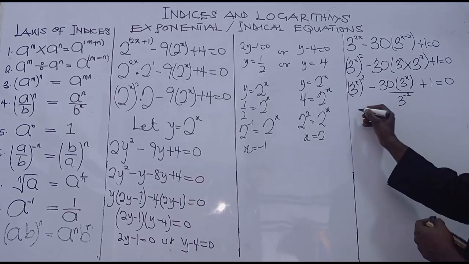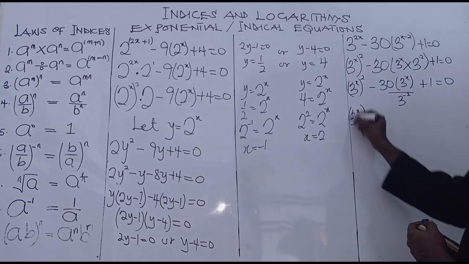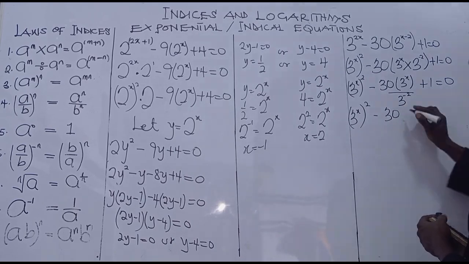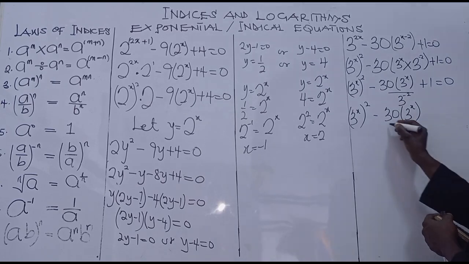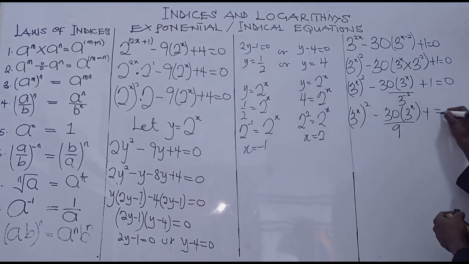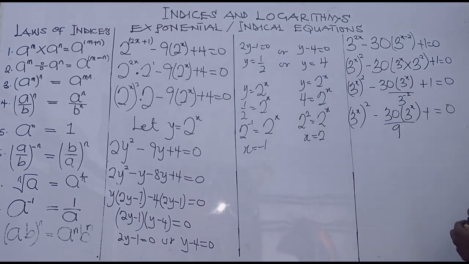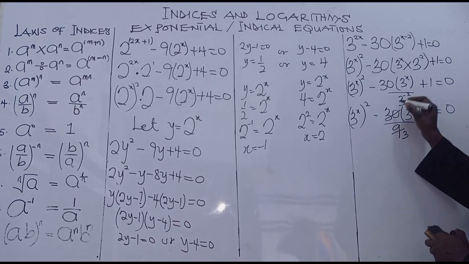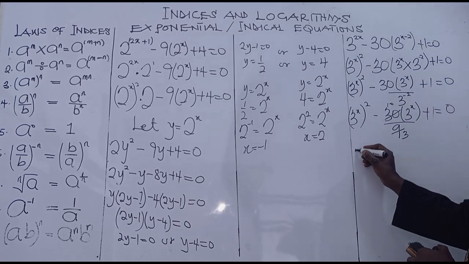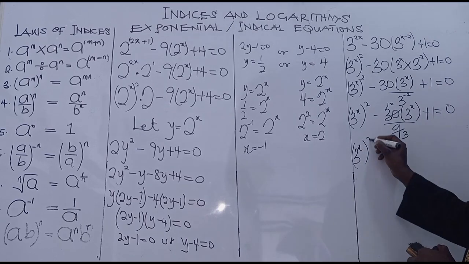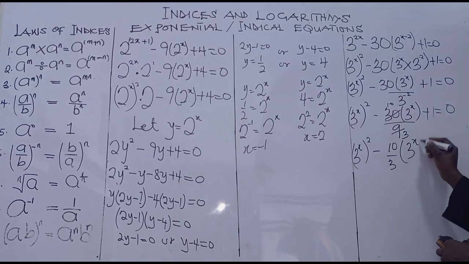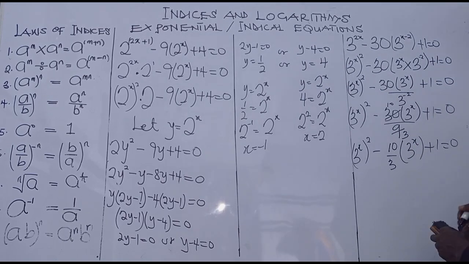Let's do some small algebra here. We have (3^x)^2 minus 30, 3^x all over 9, plus 1. That gives us 0. So from here you can see that 3 can cancel 9 and then 3 can cancel 30. We have 10. So we have (3^x)^2 minus 10 all over 3. Then we have 3^x plus 1 is equal to 0.